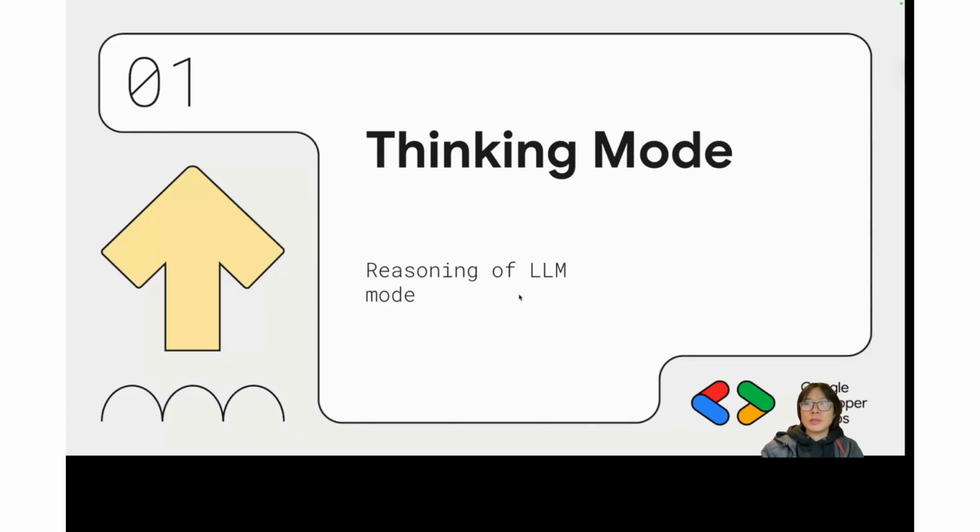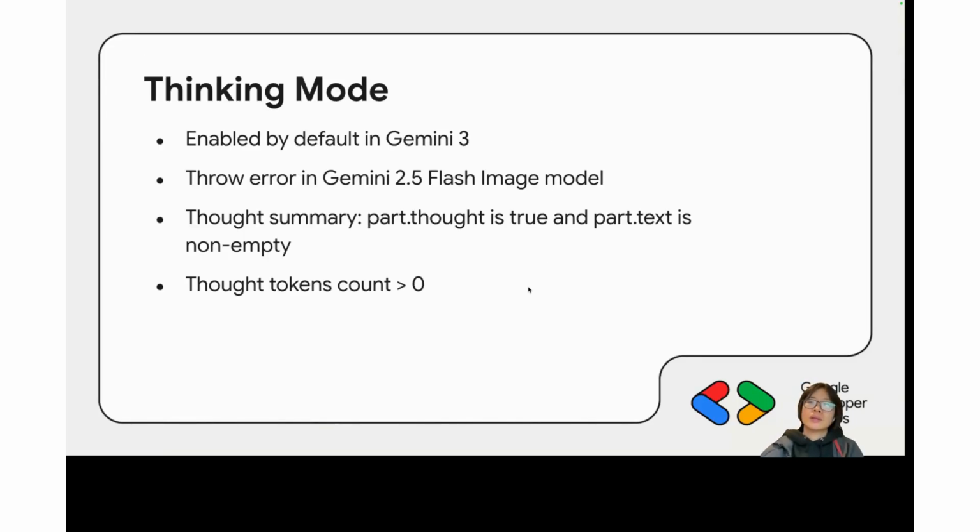Thinking mode, the reasoning mode of the LLM. Okay. So it is enabled by default in Gemini 3. If I provide thinking config to the Gemini 2.5 Flash image model, also known as Nano Banana, I will receive an error. Well, I tried and I got an error, so I learned my lesson.